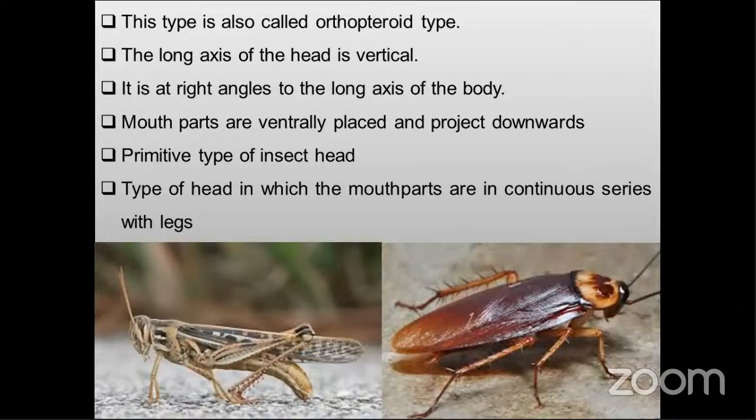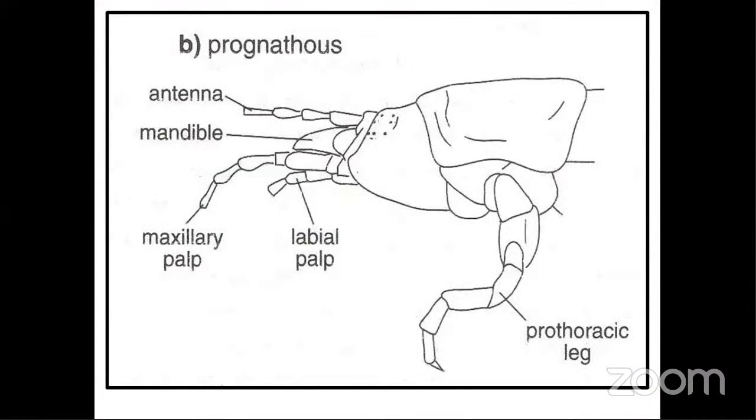Okay. The next one, prognathous. Pro means in front. Gnathous means jaws. So jaws, meaning mouth parts, are in front. Here the head remains in the same axis as the body. You can see the head remains in the same horizontal line, so there is no right angle. If it were downwards, then a right angle would be there. Here there is no right angle, so it is a continuous series.